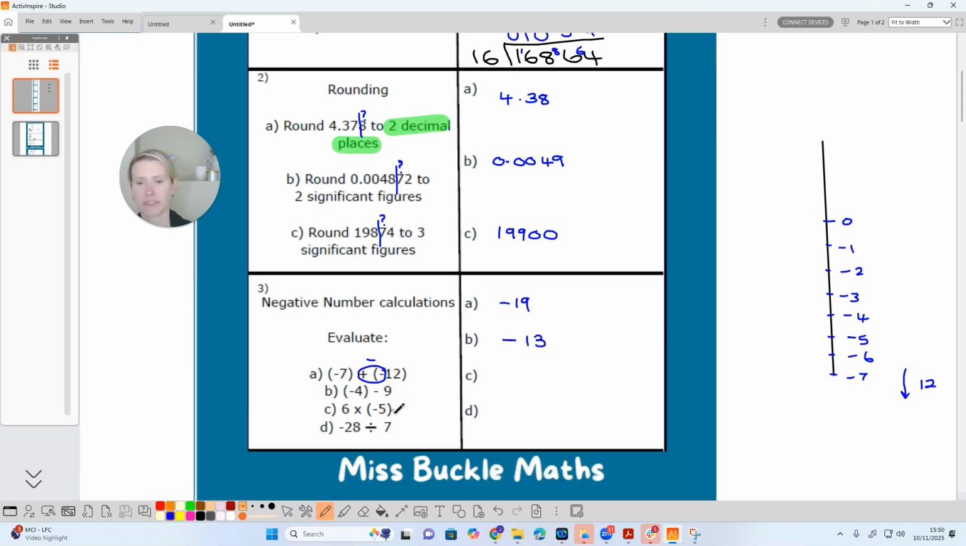6 lots of -5. Well, a negative multiplied by a positive is a negative. 6 times 5 is 30, so -30. Negative divided by a positive makes a negative. 28 divided by 7 is 4. So -4 is the answer there.